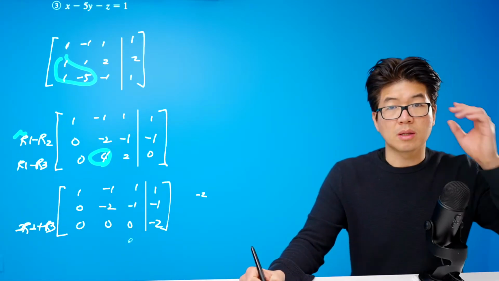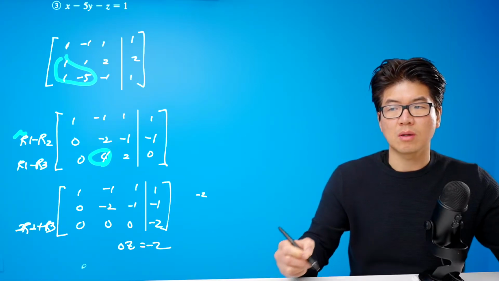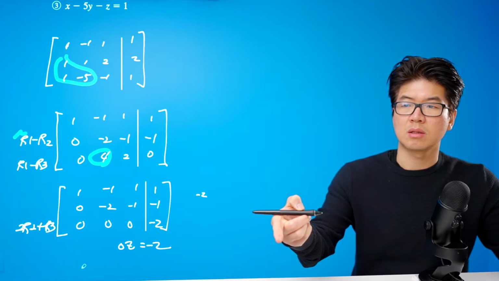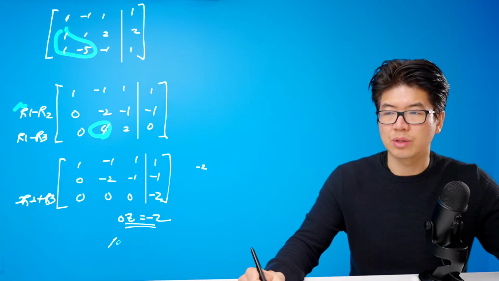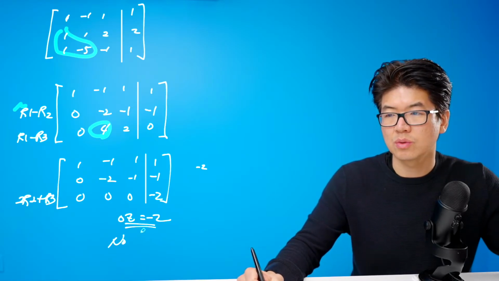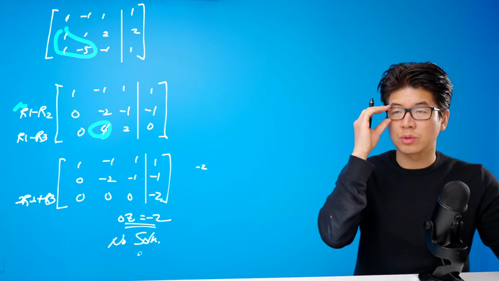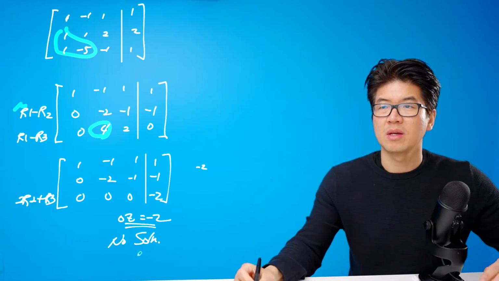Okay, algebraically now, we get 0z equals -2. Now, is there a z value we can put in there so that this is true? Clearly, there's no solution here. There's no such z, no solution. So algebraically, there's no solution. So why is there no solution?